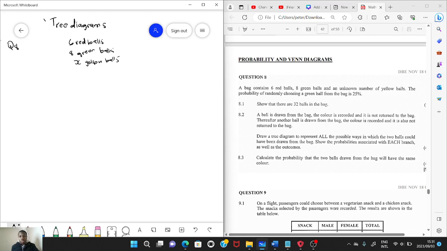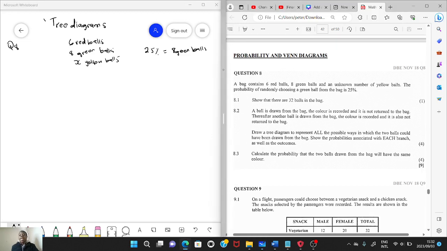Now let's look at question 8.1. They say: show that there are 32 balls in the bag. We need to show that there are 32 balls in the bag. Note that in this case we just write whatever is given and then substitute. Now listen.